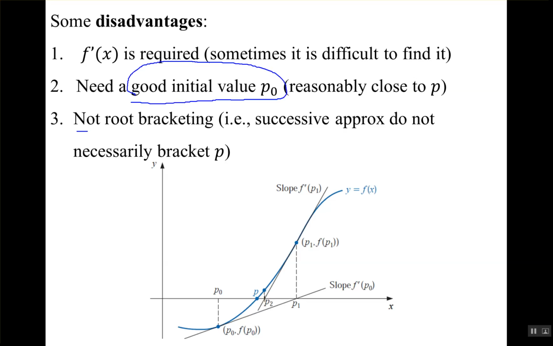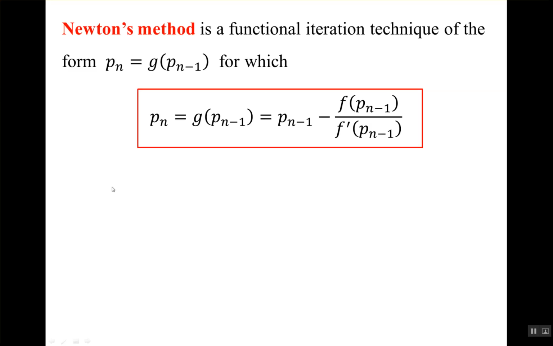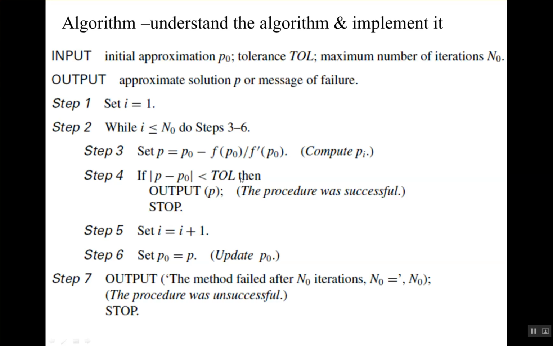The third one is this is not a root bracketing method. The consecutive approximations may not bracket the real roots. For instance, in this graph, the P2 and P1 interval doesn't really contain the P. So this is not a good thing. Sometimes it may diverge, in other words. Now, this is Newton's method. Let's try to apply it to do some problems here.